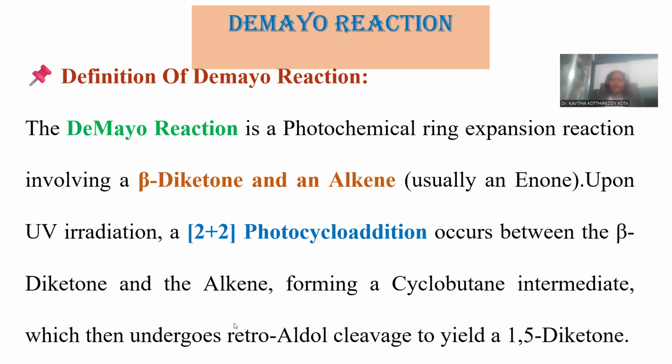Here the beta diketone is treated with an alkene, so that cyclobutane is generated as an intermediate compound. Being a 4-member ring system, it is highly unstable and sterically hindered. That's the reason it immediately proceeds with retro-aldol cleavage, and a 1,5-diketone will be the ultimate product.